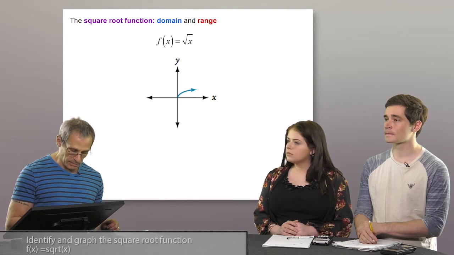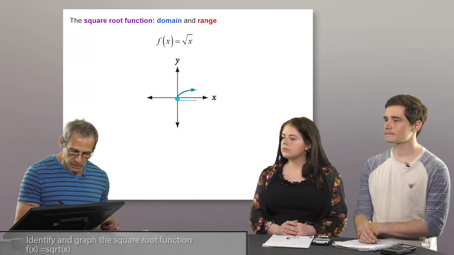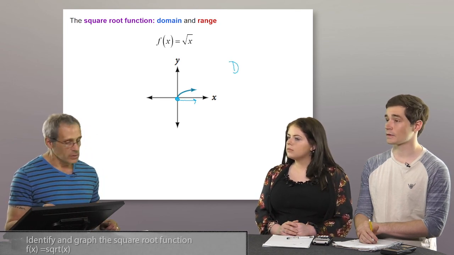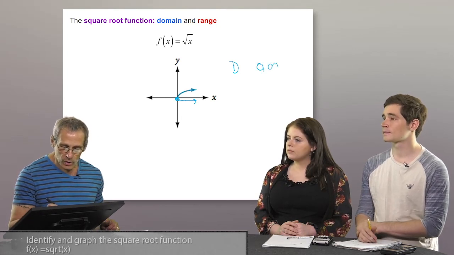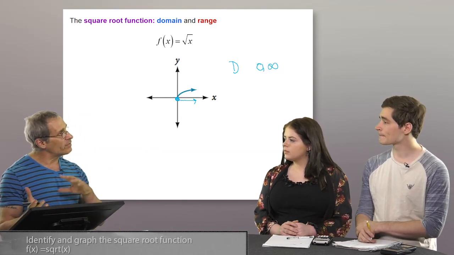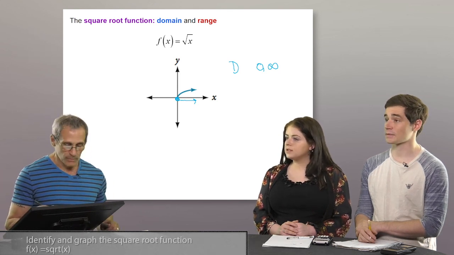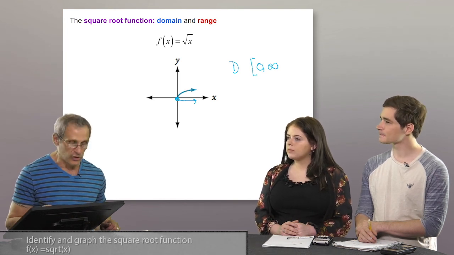So for the domain, I'm seeing the graph start here and go to the right forever. So for the domain, it would start at 0. And then if it's extending to the right forever, it would have 0 to infinity as an interval. Would the 0 be included? Yes. So I would use a bracket to include the 0.